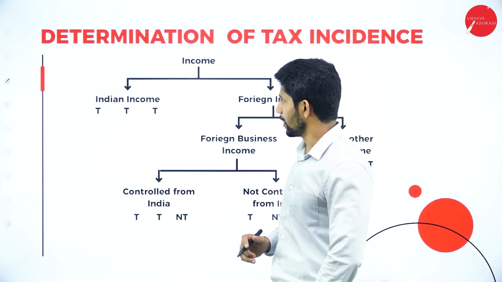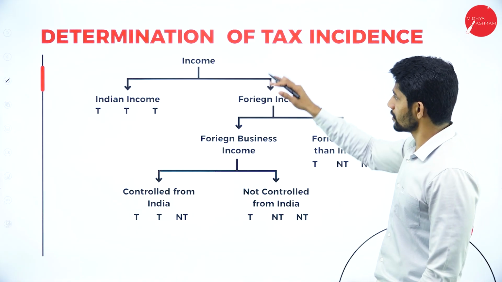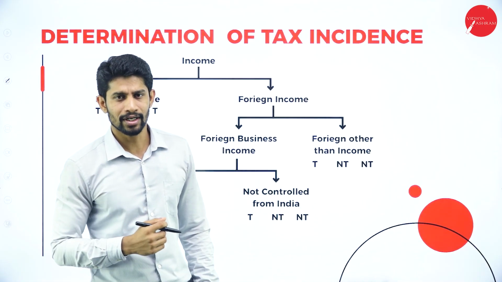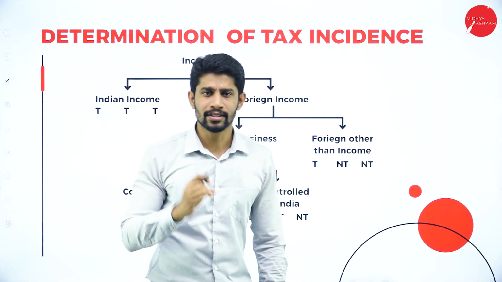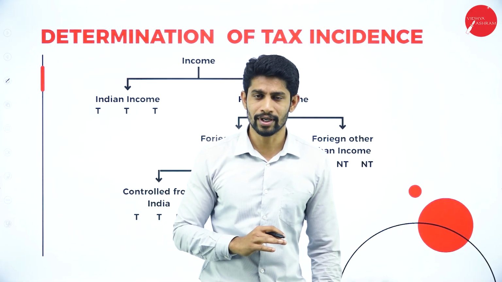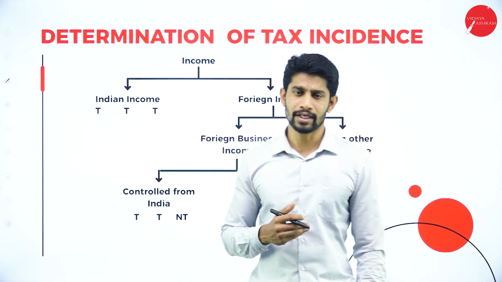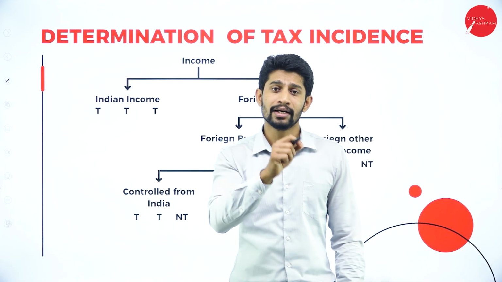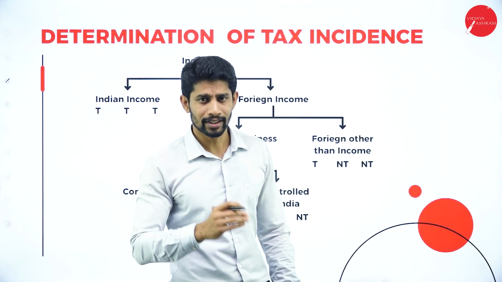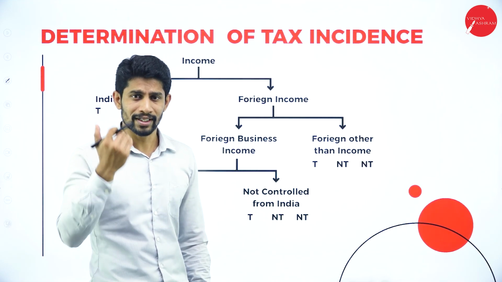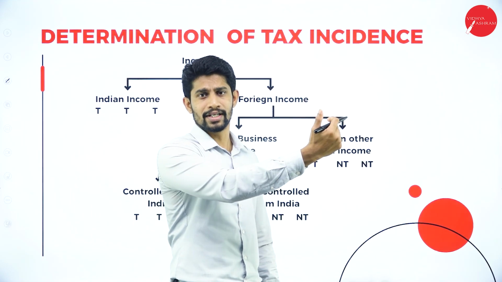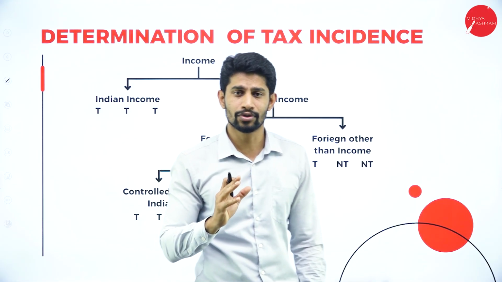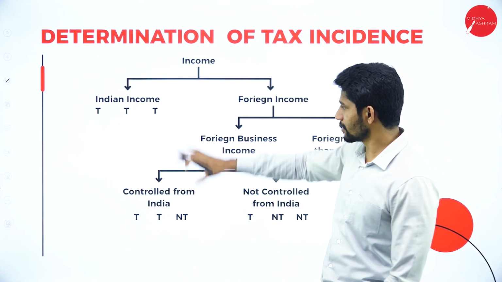So moving further, here we have a chart, that is determination of tax incidence. That means we have three categories of residential status: ordinary resident, not ordinary resident and non-resident. If you are earning an income, you are supposed to classify whether it comes under resident, not ordinary resident or non-resident. We are supposed to determine whether that income is taxable in all three residential statuses, or only in one or two, or not taxable at all. This table is going to help you.